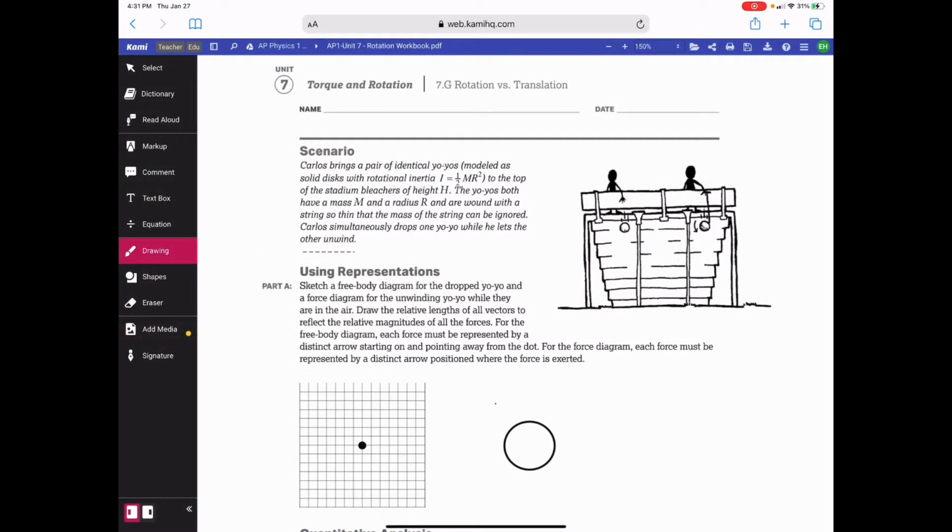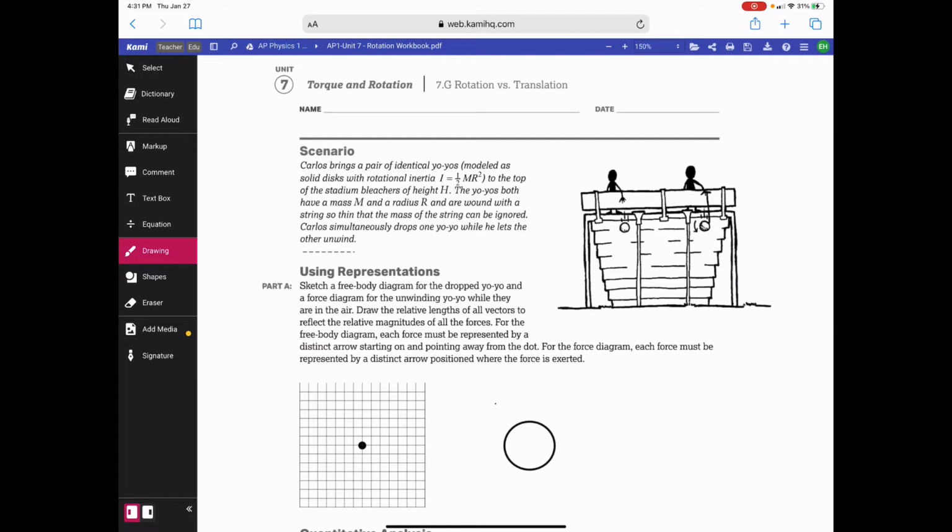AP Physics 1 Workbook, Unit 7, Torque and Rotation. Activity G, Rotation versus Translation. Remember to pause or rewind the video as necessary. Let's begin. Read the scenario along with me, please.